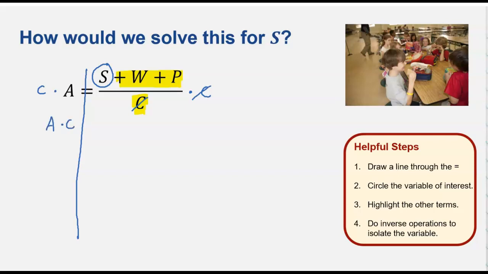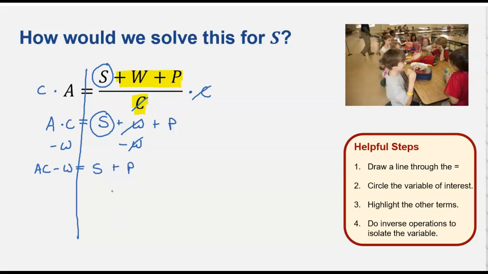I just changed the order of those. A times C equals S plus W plus P. Remember, we're still getting S by itself. So what do we do now? Well, we just need to get rid of these other variables, and we're adding both of them, right? So now we can just subtract them one at a time. We'll subtract W from both sides. These W's will cancel. Now we have AC minus W equals S plus P.